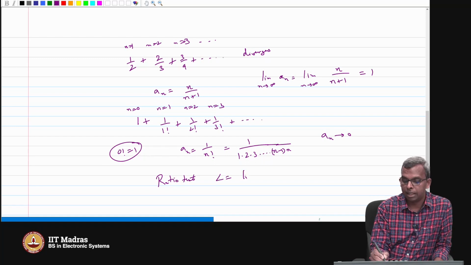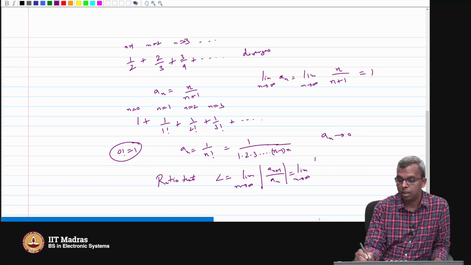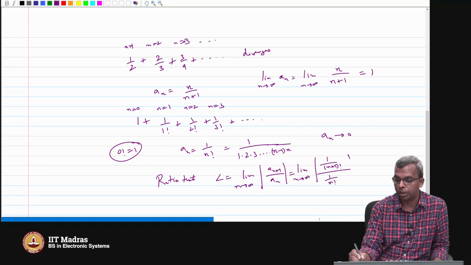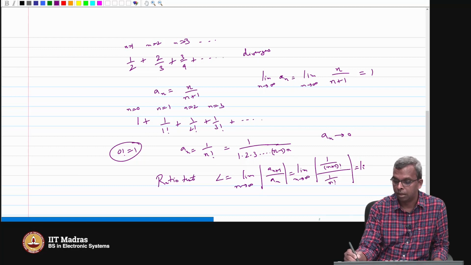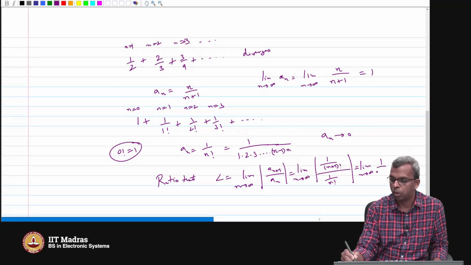What is my L? Limit as n tends to infinity of the absolute value of a_(n+1) by a_n. So this will be the limit as n tends to infinity of the absolute value of 1 by (n plus 1) factorial divided by 1 by n factorial. Let me simplify. You can get rid of the absolute value, because everything is positive, so no need to carry that over. This is (n plus 1) factorial times n factorial by 1. So this is just n factorial by (n plus 1) factorial.